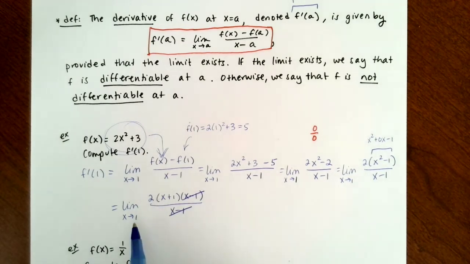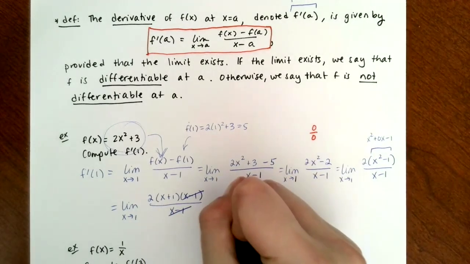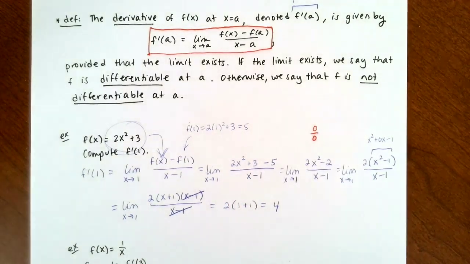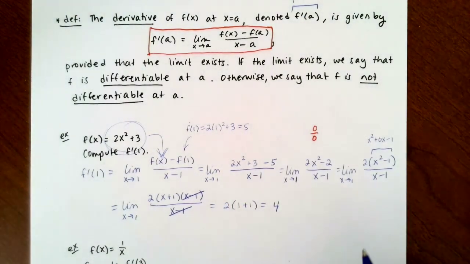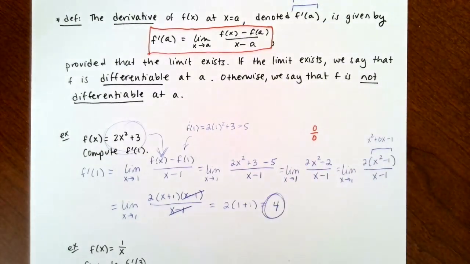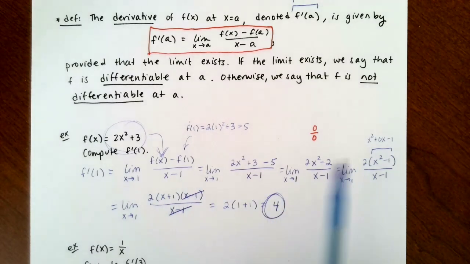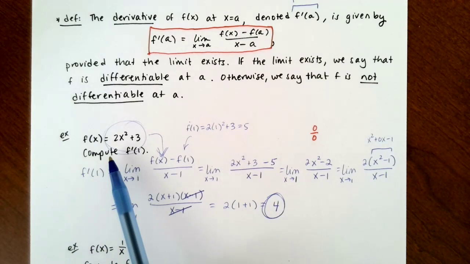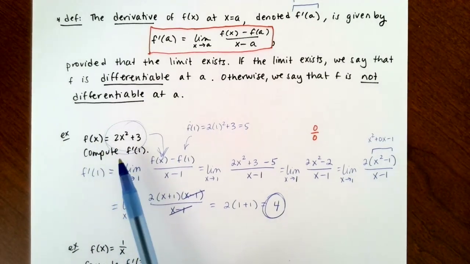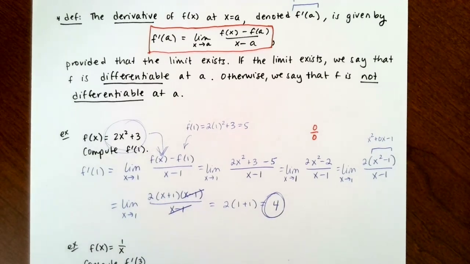So now I can just plug in 1 for the x's that are left. And I get 2 times 2 is 4. So I would say f prime of 1 equals 4. So that's my answer. And because this limit actually computed to a number, that means it exists. So you could use some of this other new vocab to say this f of x is differentiable at 1.